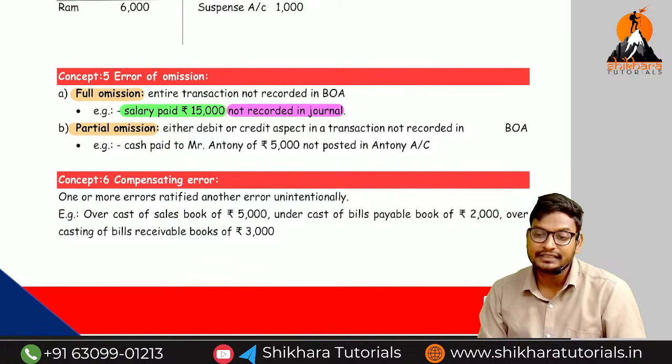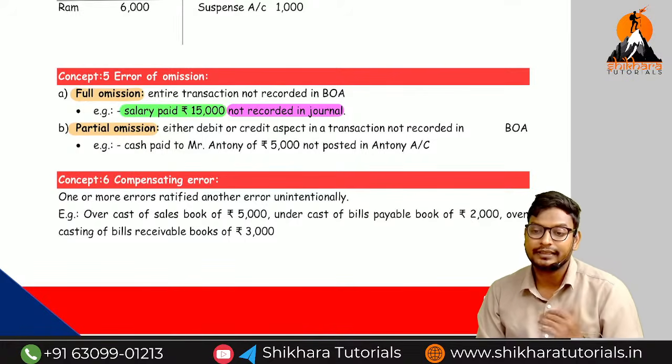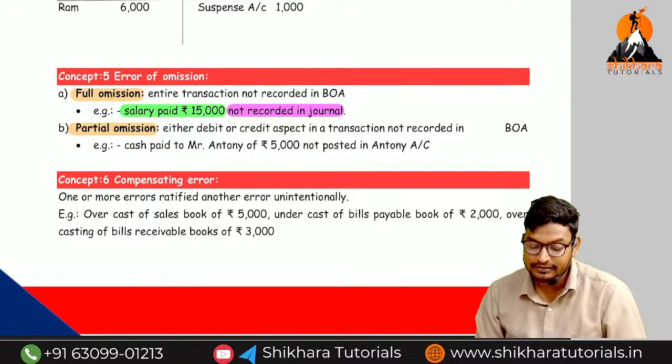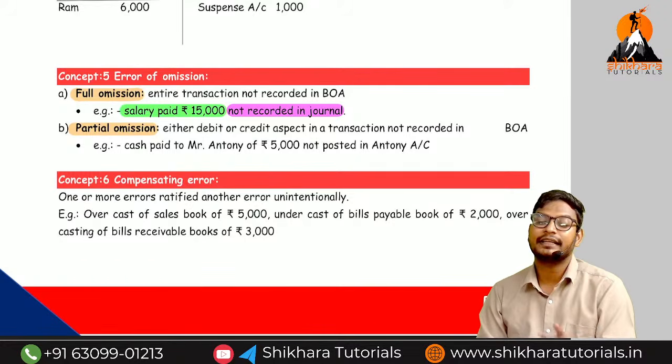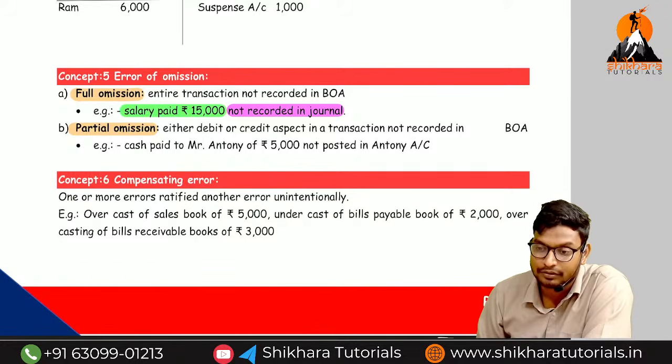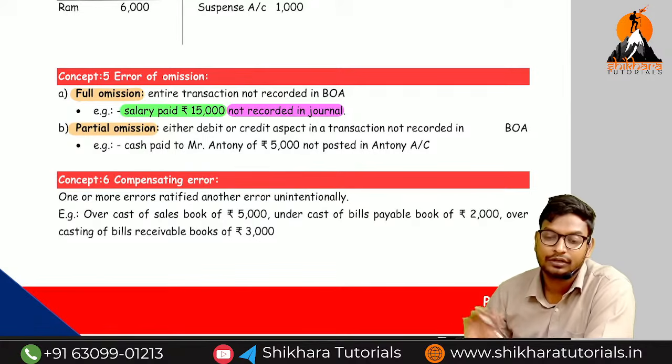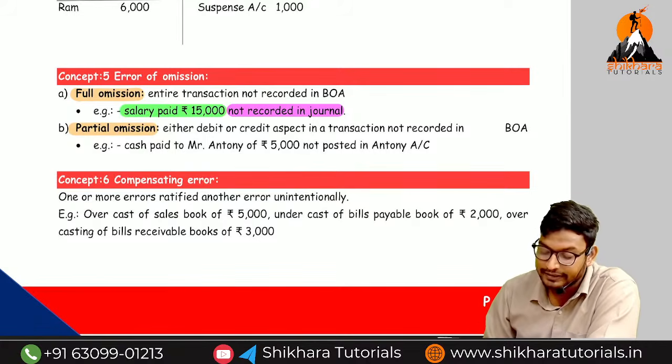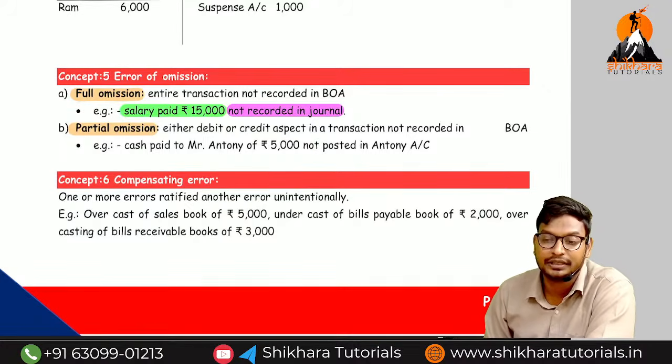What is the rectification entry? Simple: record the entry. What is the entry we need to record? Salary account debited to cash account. Affecting or not affecting? Not affecting the trial balance. I think you got a clear picture about complete omission.